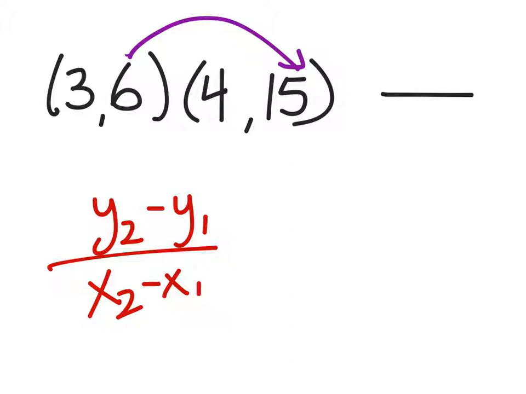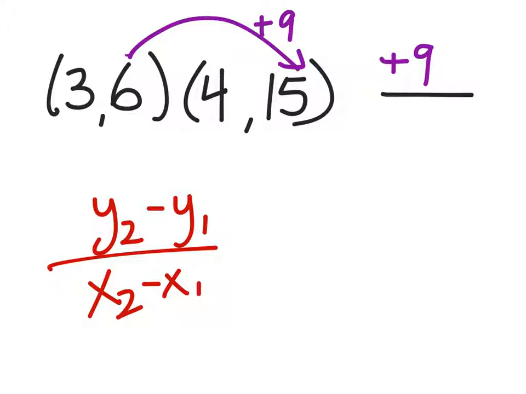So from 6 to 15, what would you do to 6 to get to 15? You're going to add something. What? Nine. Yep, you've just added 9. You found your numerator for your slope.